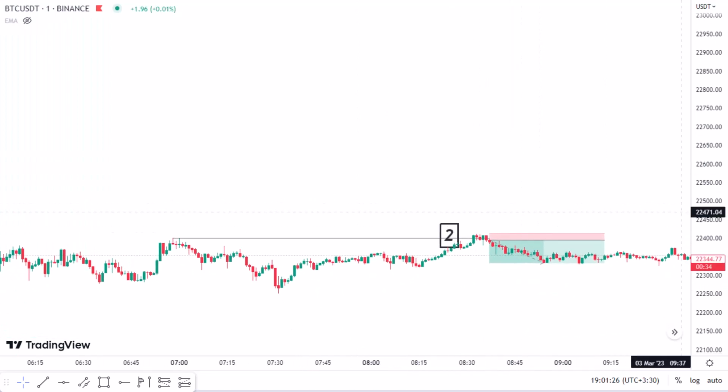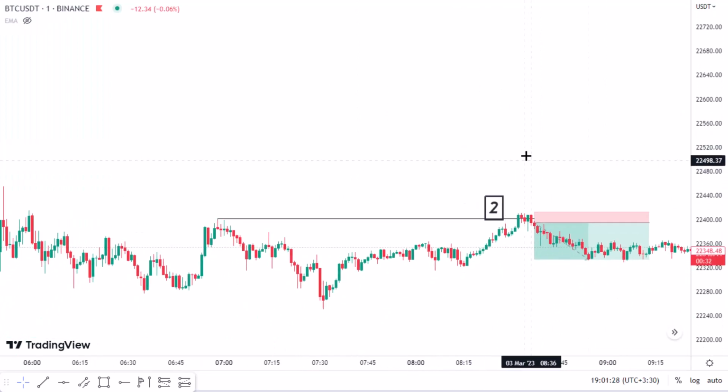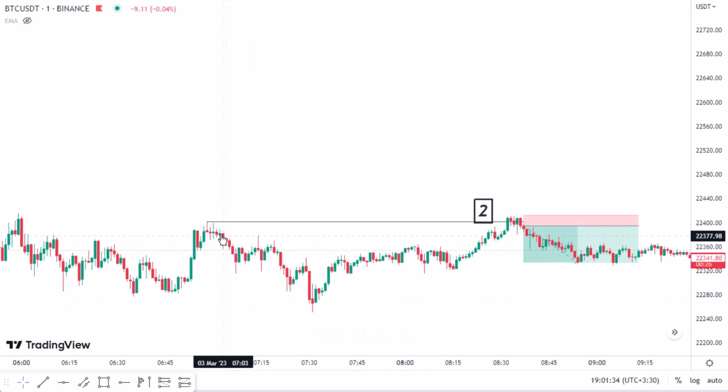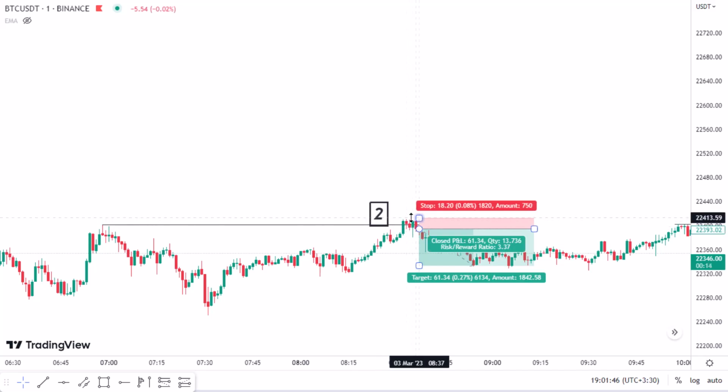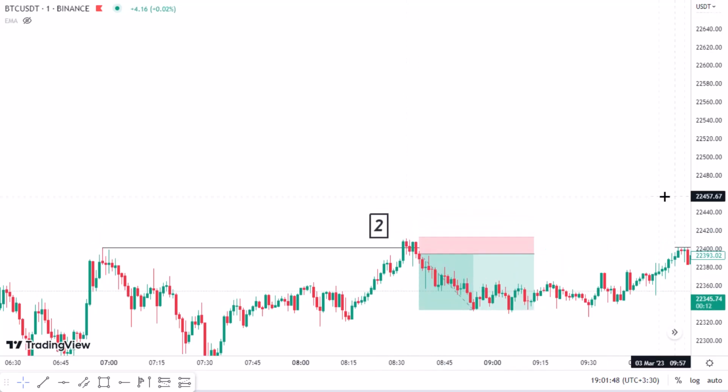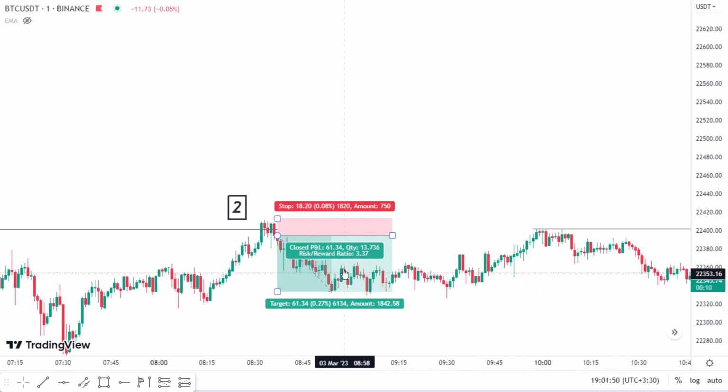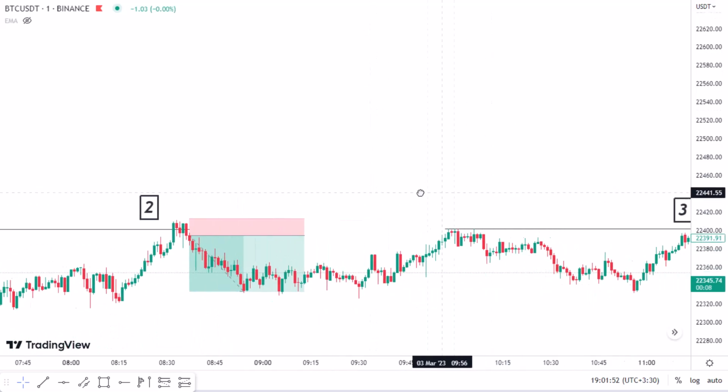On the second position, we have a resistance line here where the price came to this level and went down, dropped a bit, and we draw a resistance line like this. In the future, the price reacts to that level, we can enter the sell position on red candles like this and put our stop loss above them, and it gives us a reward of 3.4.